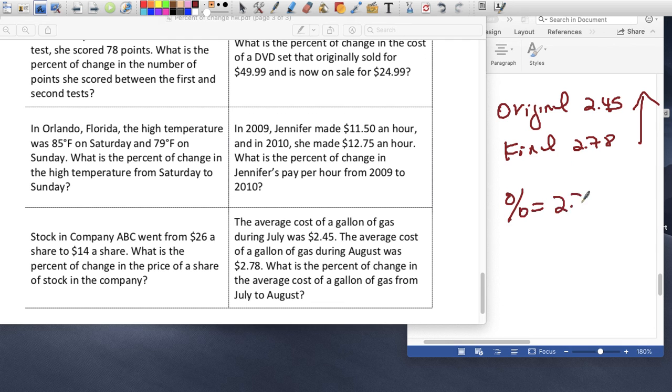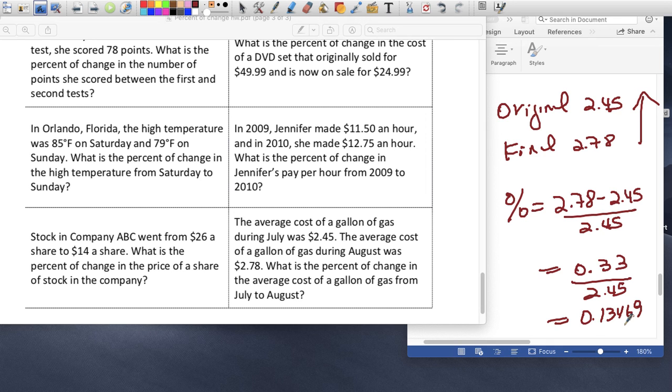So the final, 2.78 minus 2.45, divide that by 2.45. So 2.78 minus 2.45 is going to be 0.33. And then we're going to divide this by 2.45. So 0.33 divided by 2.45 is going to give us 0.13469. We're going to change that to 13.47%. And I think that's that. It's not that difficult here.